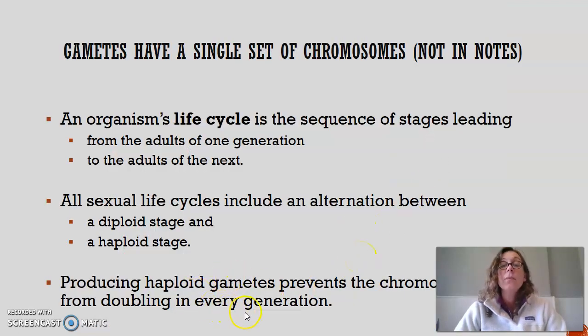So we produce haploid gametes because we don't want the chromosome number to double in subsequent offspring, because as I said, animals cannot survive with any more than diploid sets of chromosomes. If you were triploid or tetraploid, you wouldn't survive as a human.